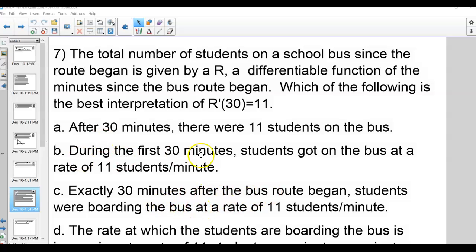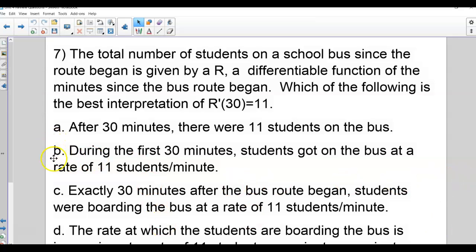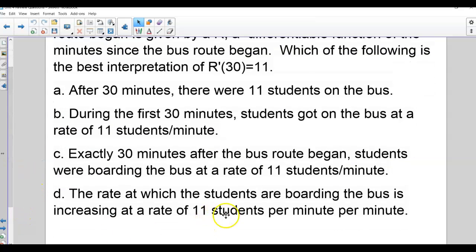And then down here, scroll down there. There we go. The rate at which the students... This is part D, it does not have a time. It doesn't include that 30 anywhere, so that's not our best answer choice. Also, B is not a good answer choice because it says during the first 30 minutes.